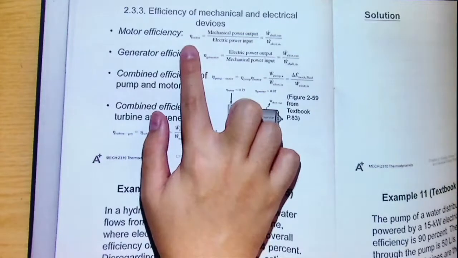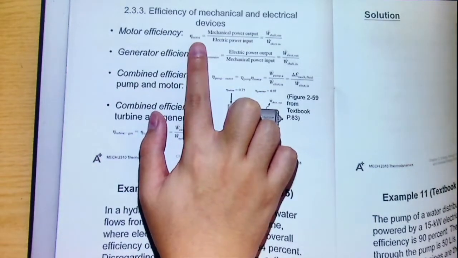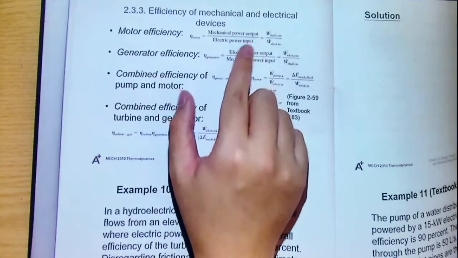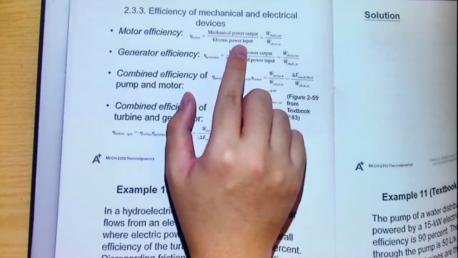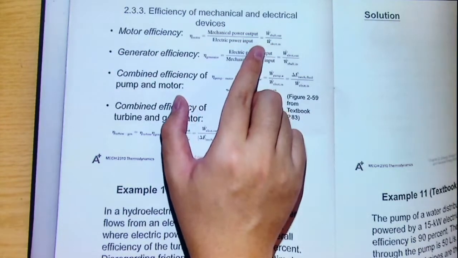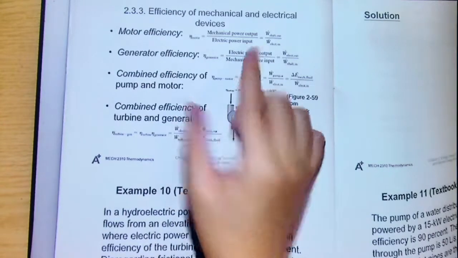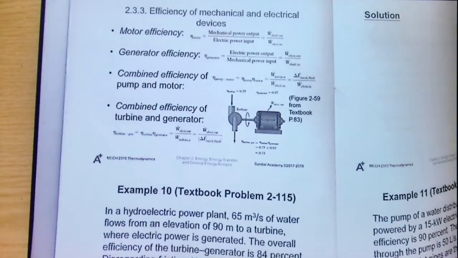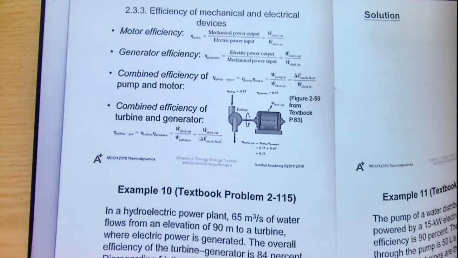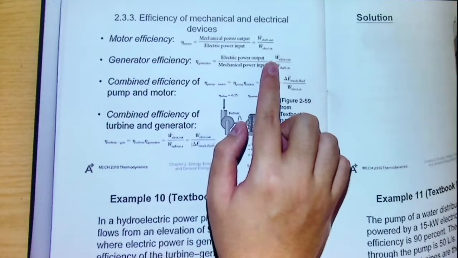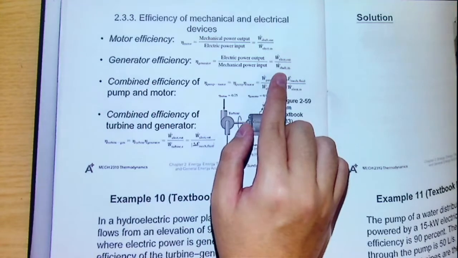The eta of the motor, this Greek letter is read as eta. Eta of motor is equal to mechanical power output divided by the electric power input. Or you can write that as the shaft work output divided by the electrical power input. For generator efficiency, it will be exactly the reverse. That is the electrical power output divided by the shaft power input.